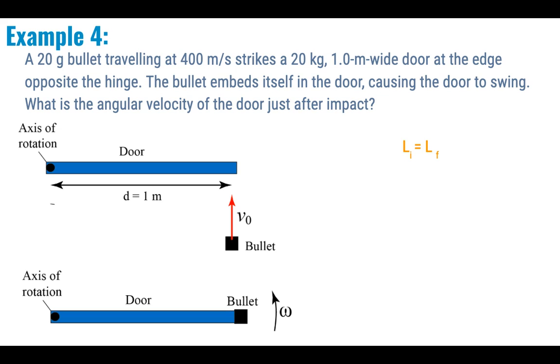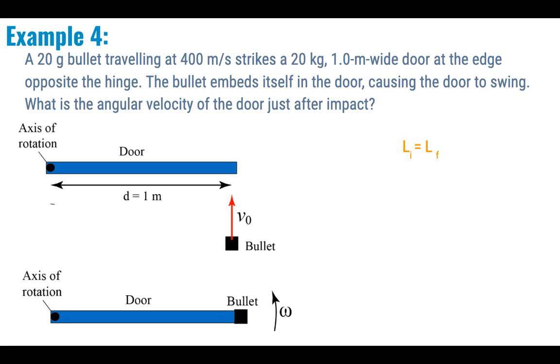So here we have an inelastic collision as the bullet embeds itself in the door. That means that the bullet and the door will move together with the same angular velocity after the collision. Because we're looking at a system, technically the force of the bullet on the door is the same as the force of the door on the bullet, so that force is internal to the system. If there is no external force acting on the system, the angular momentum is conserved. So we're going to use conservation of angular momentum to find the final angular velocity of the door after impact.